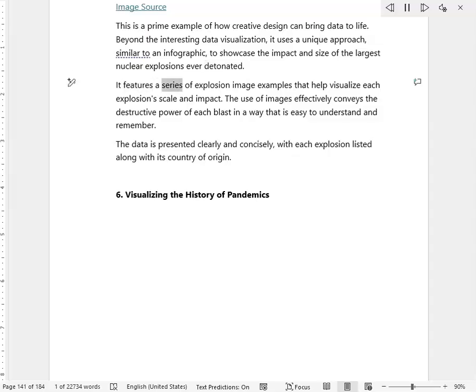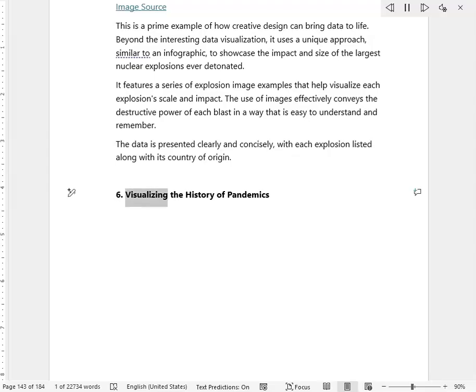It features a series of explosion image examples that help visualize each explosion's scale and impact. The use of images effectively conveys the destructive power of each blast in a way that is easy to understand and remember. The data is presented clearly and concisely, with each explosion listed along with its country of origin.